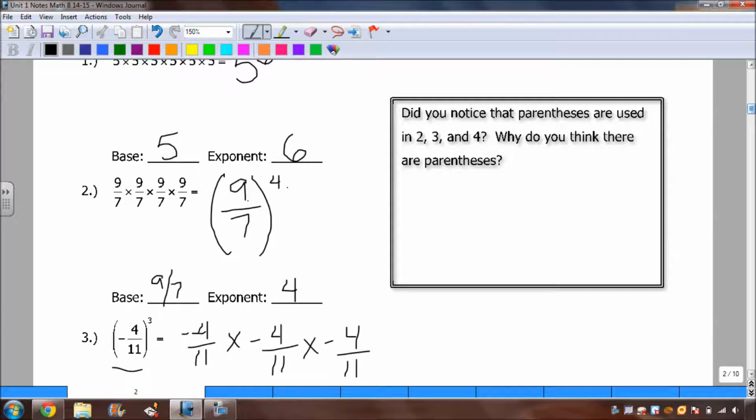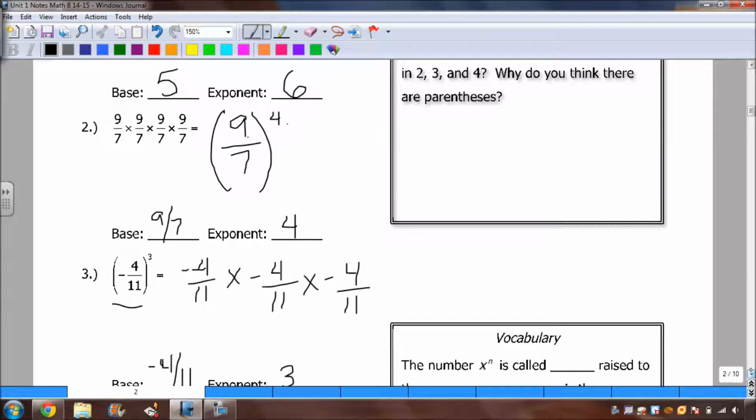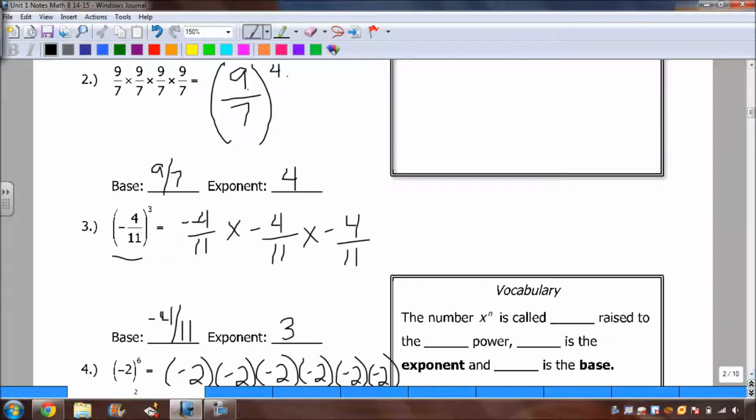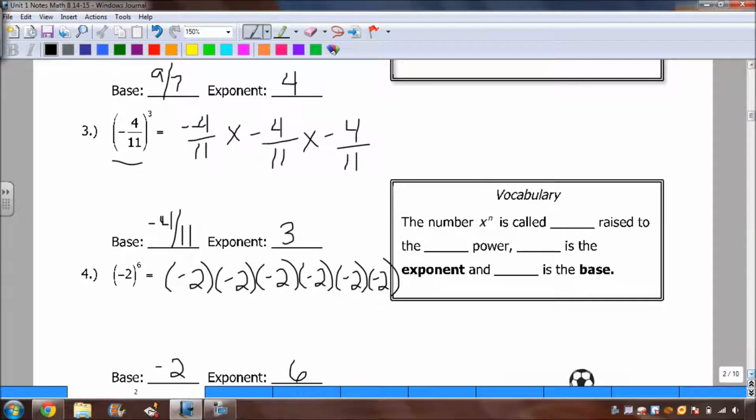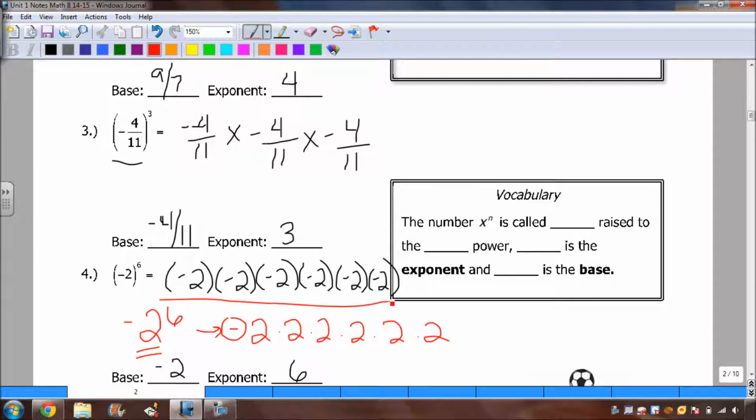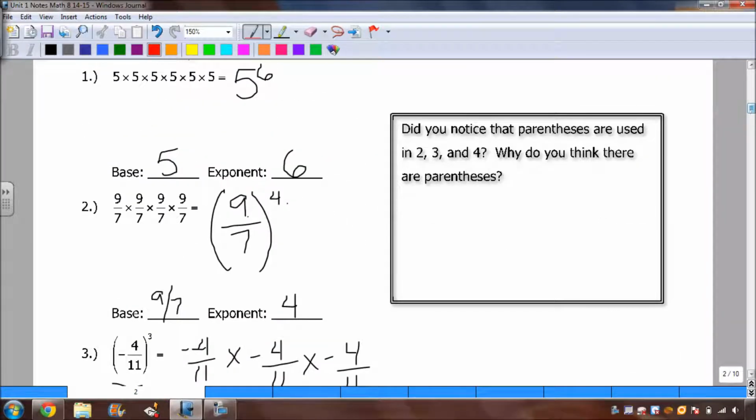In number 3, same thing, it's a fraction, so we got to show the whole thing is being raised to the 4th power. And in number 4, without parentheses, so watch this because this is going to be really important. You're going to be responsible for this information. Without parentheses, if I were to write it out like this, what this means is the 2 is being raised to the 6th power, so it means 2 times 2 times 2 times 2 times 2 times 2. With a negative in front right here, which is different than what this says. So this is incorrect. So in order to indicate that the 2 is negative and the whole entire -2 is being raised to the 6th power, you need to have parentheses.